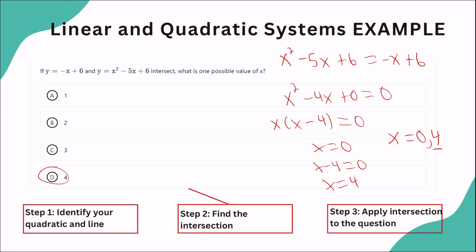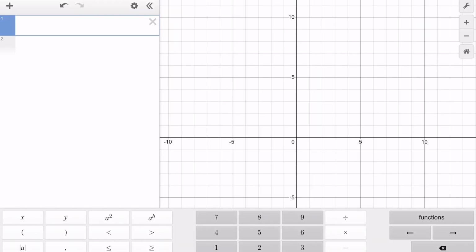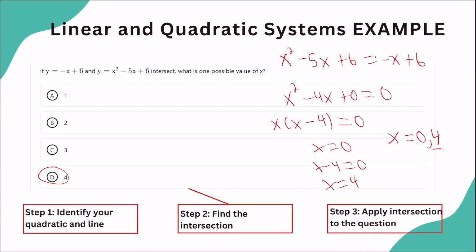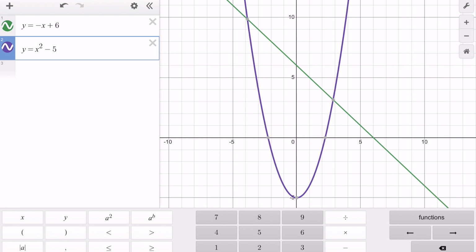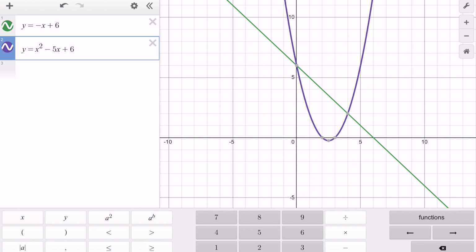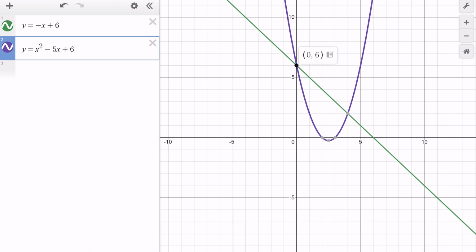Now, let's work this one on Desmos. So now we're here on Desmos. I can type in our first equation, y equals negative x plus 6. And then our second one, y equals x squared minus 5x plus 6. Okay, we can see our system is graphed here, and we can see it's the case where we have two distinct roots. So I can click on these roots to see our x values of 0 and 4 again, and this tells us our answer is 4.